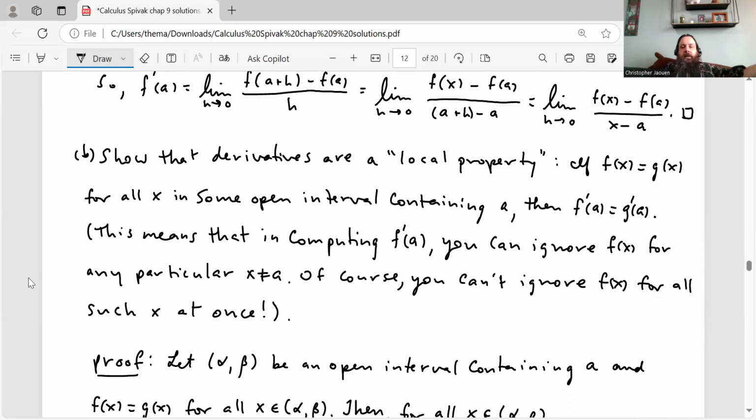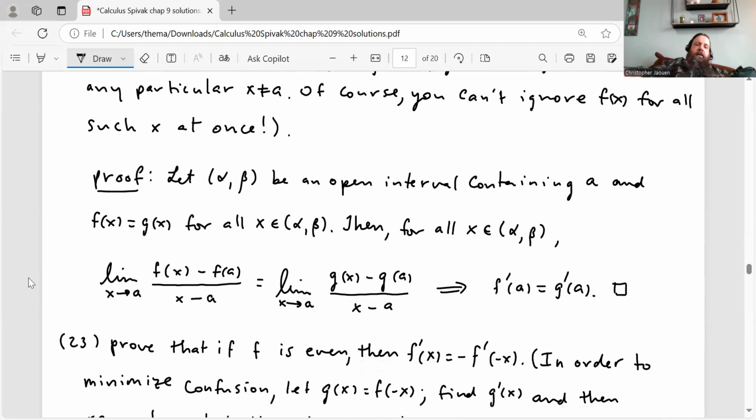This means that in computing f prime of a, you can ignore f of x for any particular x not a. Of course, you can't ignore f of x for all such x at once. So here's the proof. Let (alpha, beta) be an open interval containing a, and f of x equal g of x for all x in the interval. Then the limit as x goes to a of (f of x minus f of a) over (x minus a) is equal to the limit as x goes to a of (g of x minus g of a) over (x minus a). And that implies f prime of a equals g prime of a.